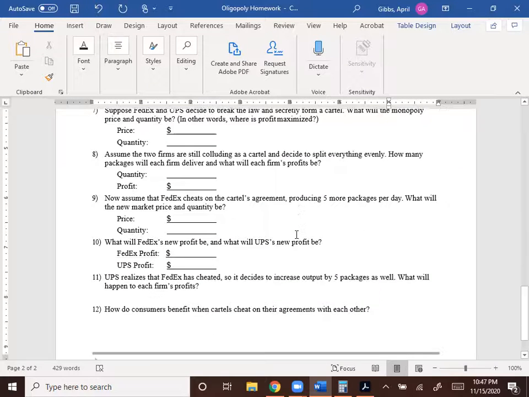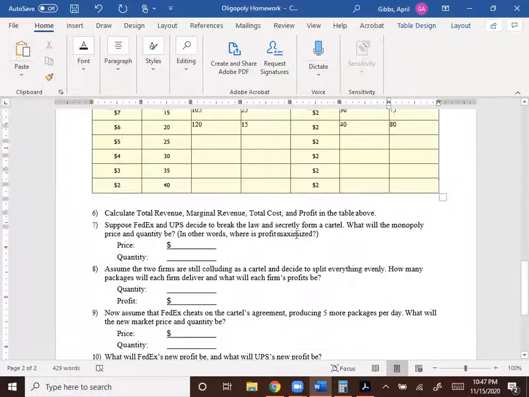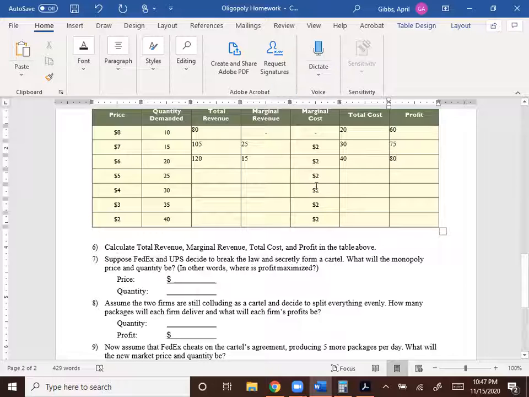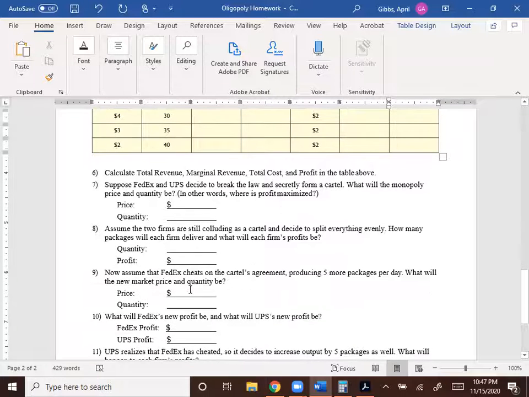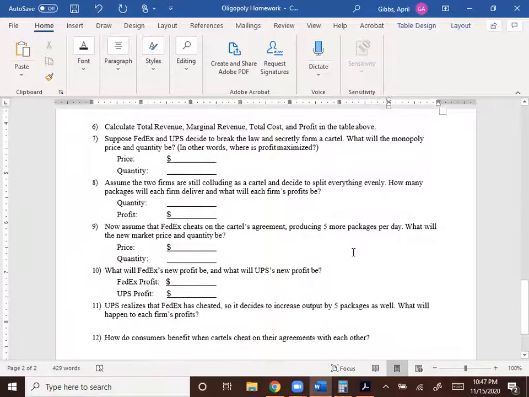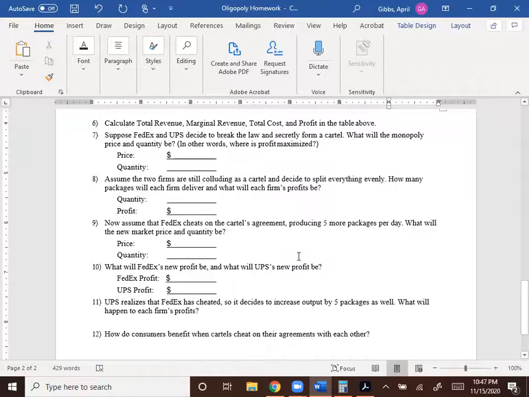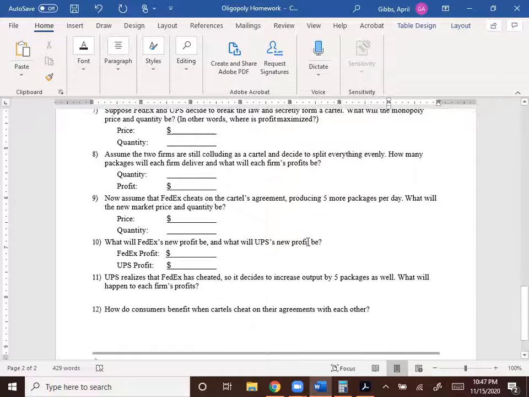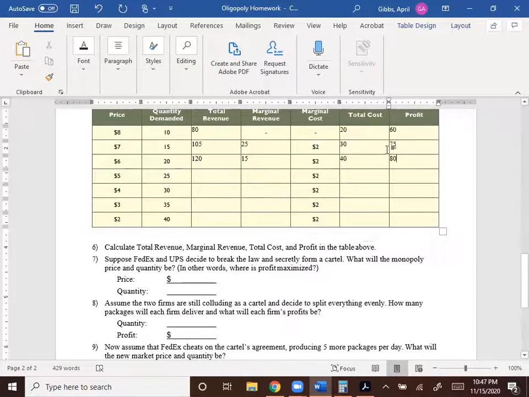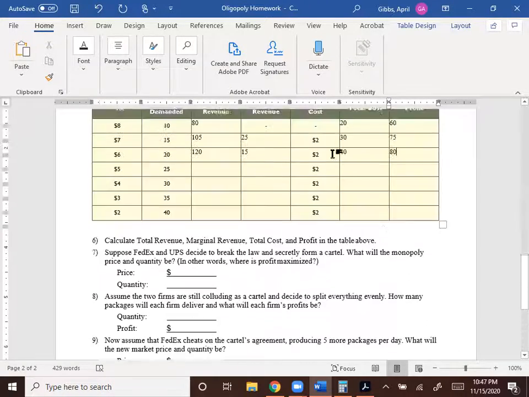Now assume that FedEx cheats on the cartel's agreement, producing 5 more packages each day. What will the new market price and quantity be? So remember, our marginal cost for each extra package is $2. So producing 5 more packages per day is $2 extra per package. So what will FedEx's new profit be, and what will UPS's new profit be? Finish your chart and you'll be able to see that.